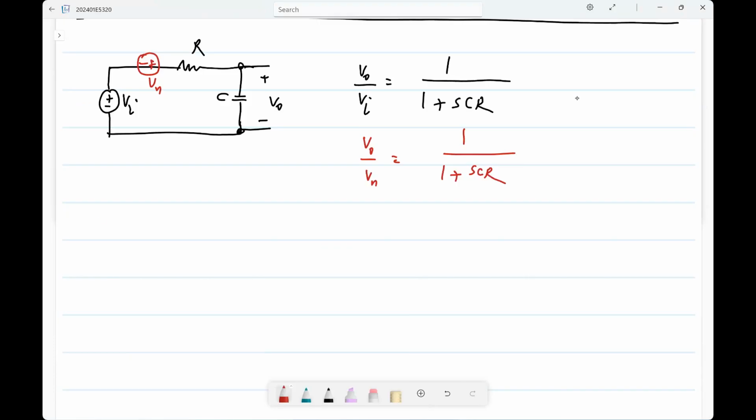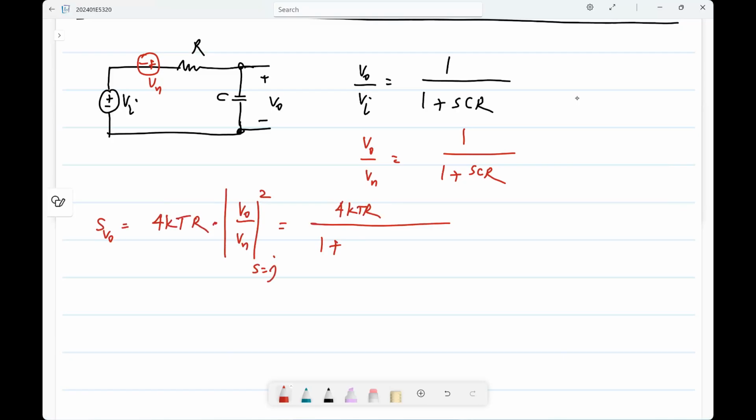So now, if you want to calculate the output noise spectral density, you have to take the spectral density of Vn, which is 4kTR, and multiply it by the magnitude square of the transfer function, which is 4kTR divided by 1 plus, with s substituted by j2 pi f, 4 pi square f square C square R square. So it is some sort of low pass transfer function, right? It goes to 0 as f goes to infinity.